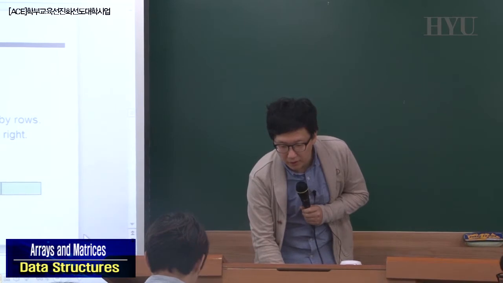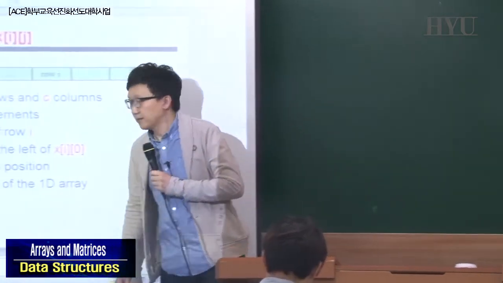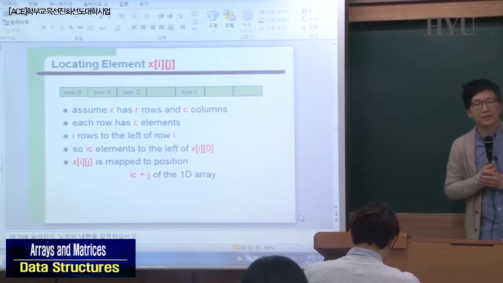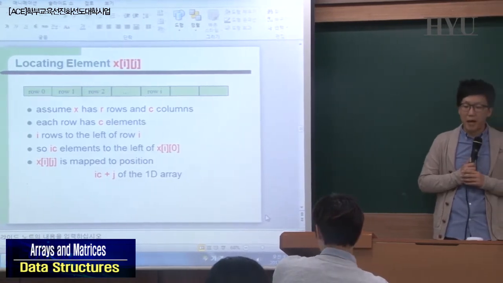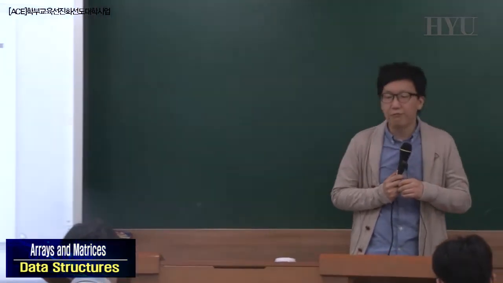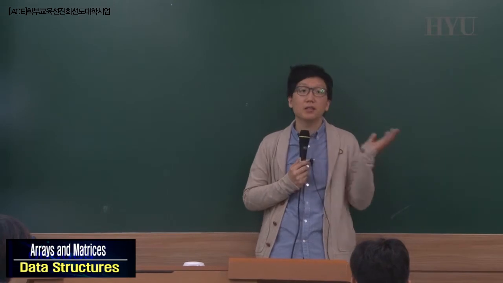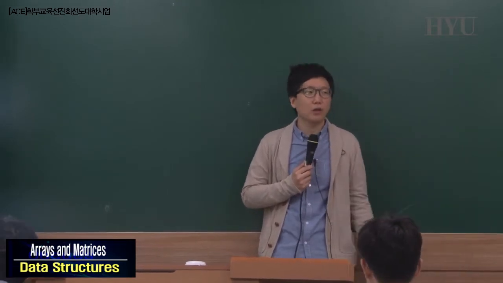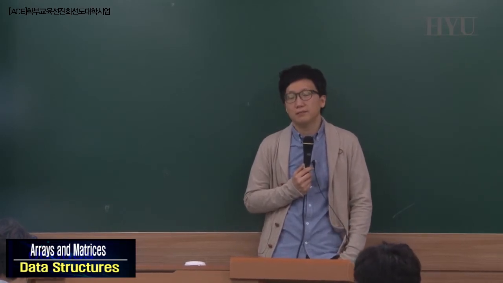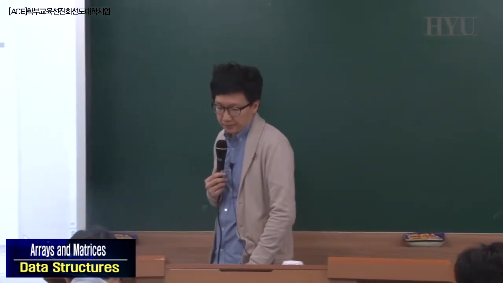Is the answer here? Yes, it's here. i times C plus j. X[i][j] is mapped into position i times C plus j. Very simple formula. They call it a mapping function. It's a formula that gives you the location in the structure where they store the data. Right?